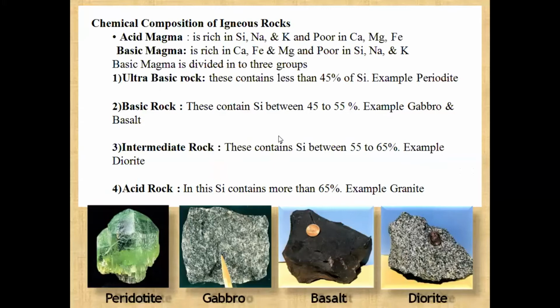If we want to divide the igneous rocks based on chemical composition, we have acid magma and basic magma. Acid magma, very easy to remember, will be rich in silica, soda, and potash, and poor in calcium, magnesium, and iron. Just reverse this order: basic magma is rich in calcium, magnesium, and iron, and poor in silica, soda, and potash.